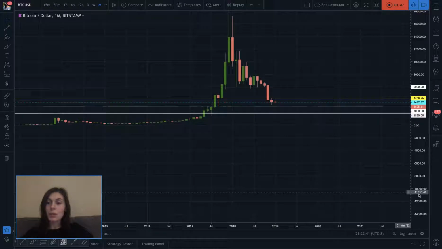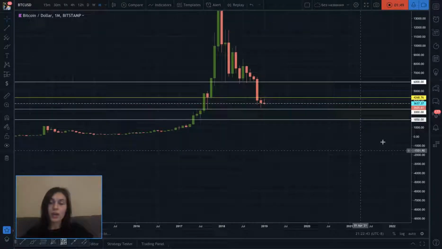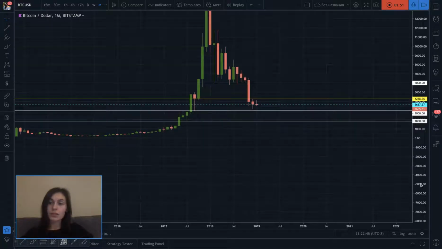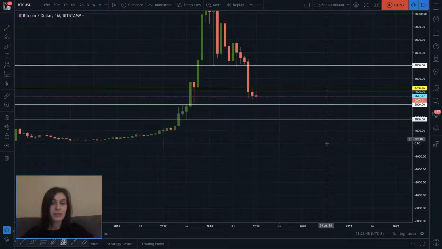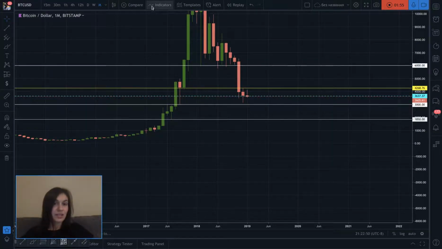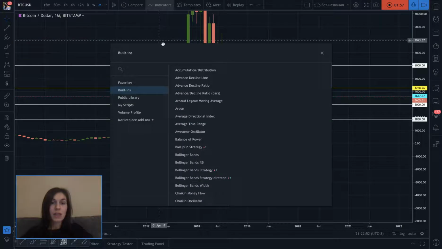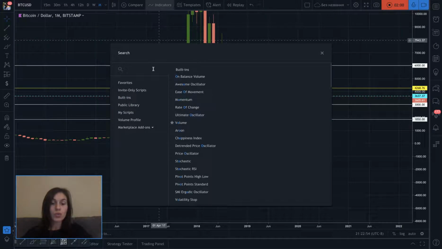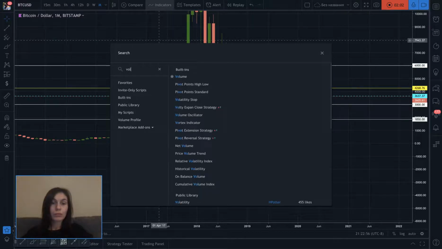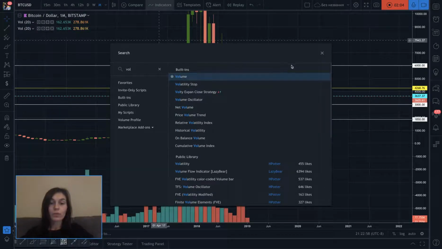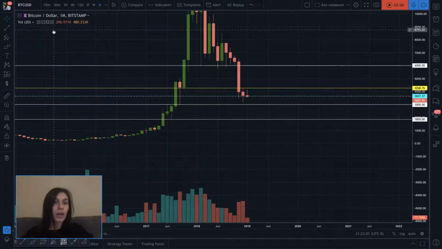You can see my support and resistance levels, and maybe you know that I'm working from support and resistance levels. This is my main strategy, price action. And what can I do right now? I'm gonna turn on the volume. Okay, this is our volume. Good, very good. Okay, and what can we see?